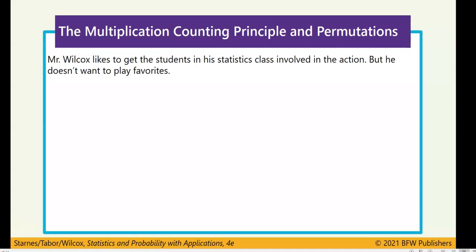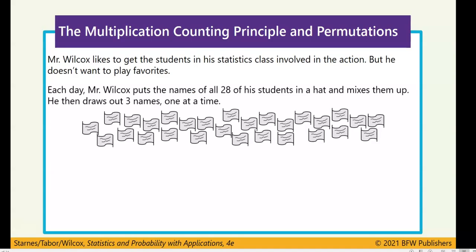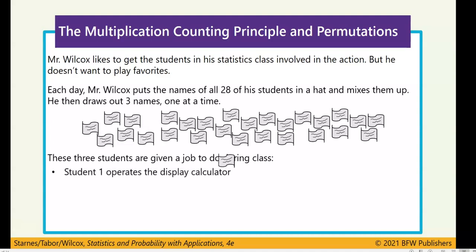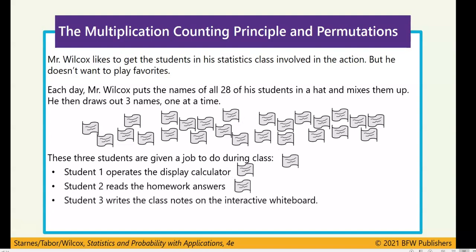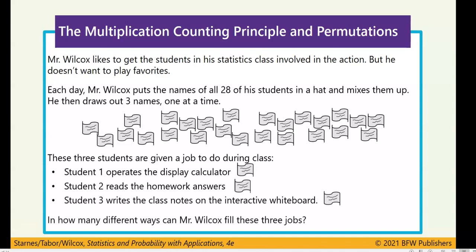Rook likes to get students in the stats class involved in the action, but he doesn't want to play favorites. So he puts the names of all 28 students in his hat, mixes them up, and draws out three names one at a time. The 3 students are given a job. Student 1 operates and displays the calculator. Student 2 reads the homework answers, and student 3 writes the notes on the interactive whiteboard. In how many ways can he fill these 3 jobs?